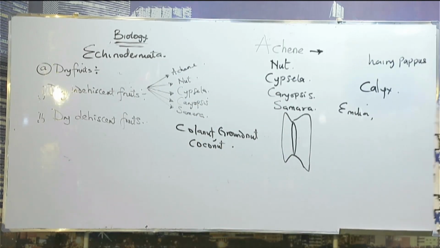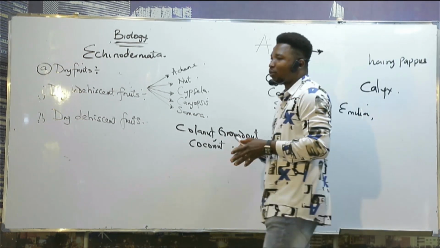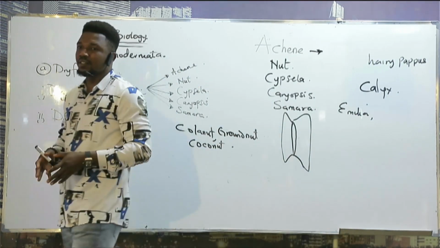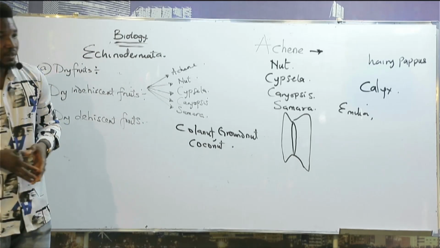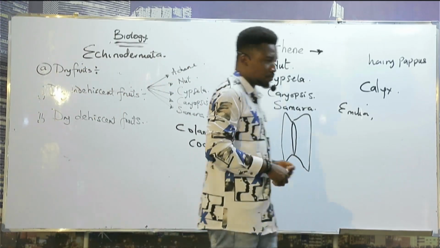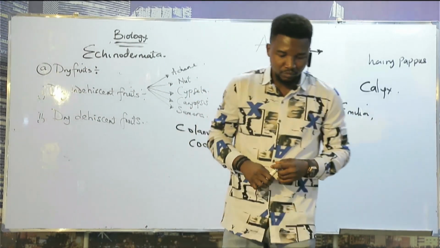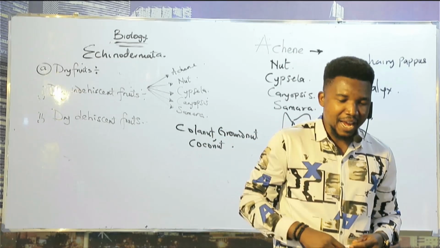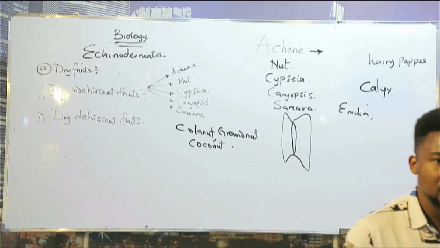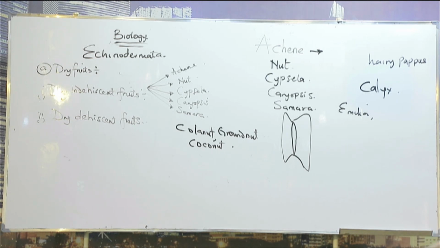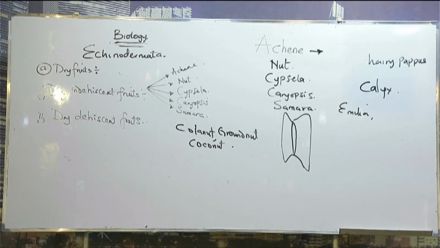So now we already know the nut. We already know what cypsela means, caryopsis, and samara. I think this is the time for us to write. Okay? So let's move on, please. So please explain samara, caryopsis.